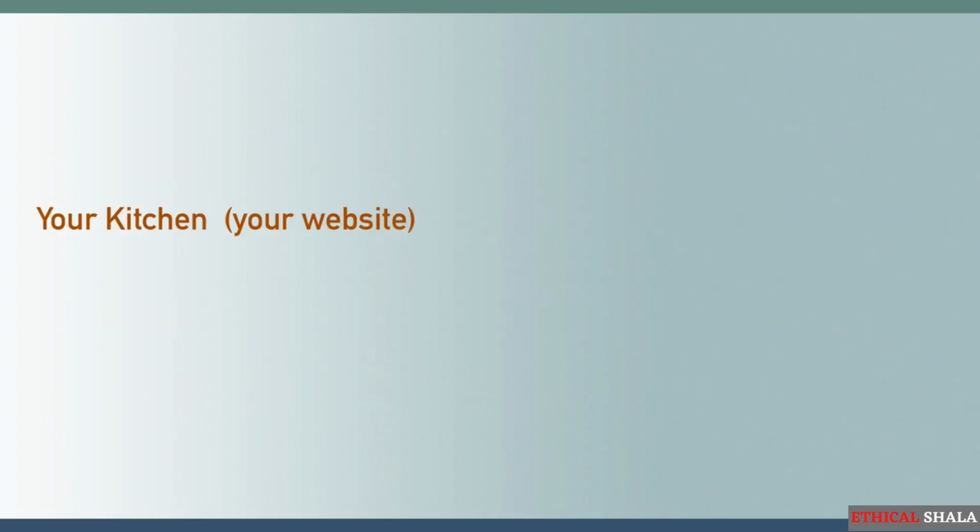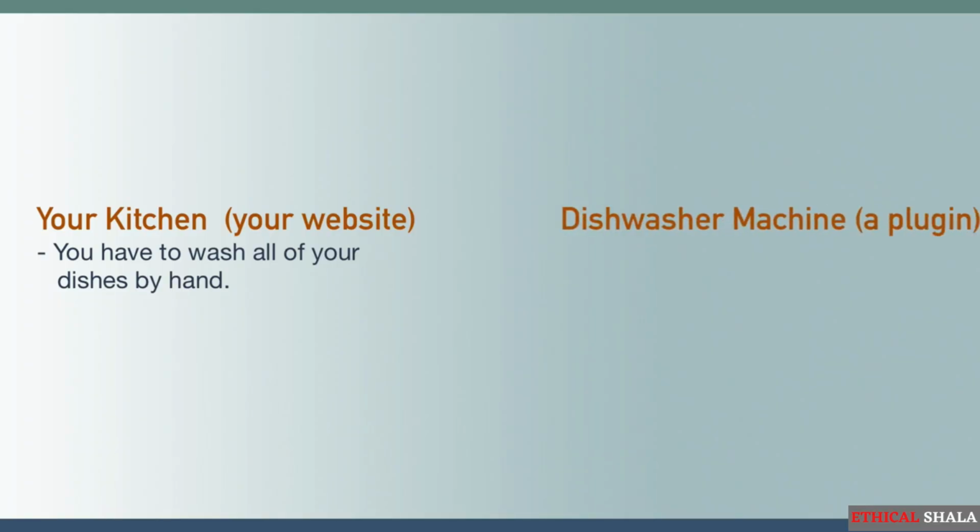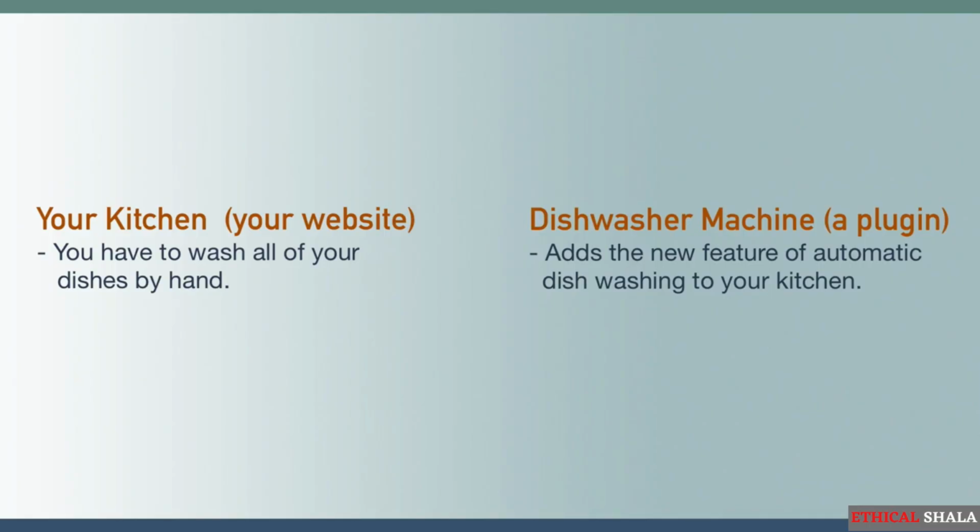Here's a quick metaphor. Think of your kitchen as your WordPress website. And when you first moved into your house, imagine that your kitchen did not have a dishwasher machine. And so you had to wash all of your dishes by hand. So that means in order to add the feature of automatic dishwashing to your kitchen, you need to install a dishwashing machine. Think of the dishwashing machine as a plugin. You add it into your kitchen. You install it within your kitchen to add the new functionality and new features of automatic dishwashing.